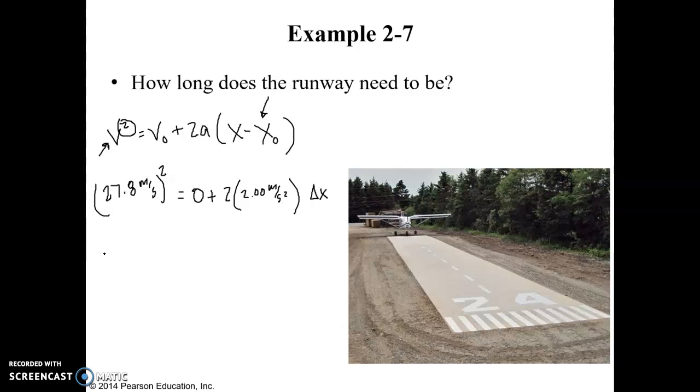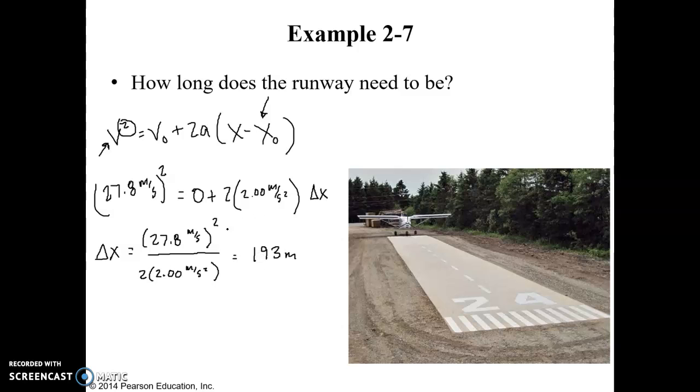So now we can solve this equation for delta x. Delta x is going to be equal to our 27.8 meters per second, all of that inside of parentheses and being squared, divided by 2 times our acceleration, 2.00 meters per second squared. So when we calculate that all out, we should get 193 meters.